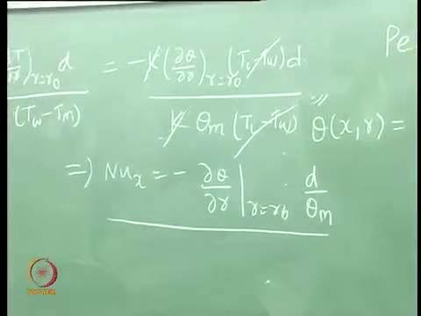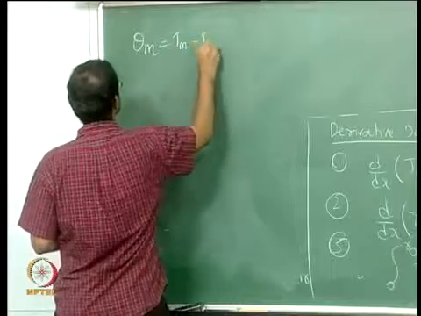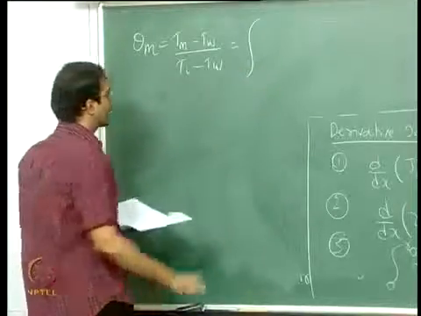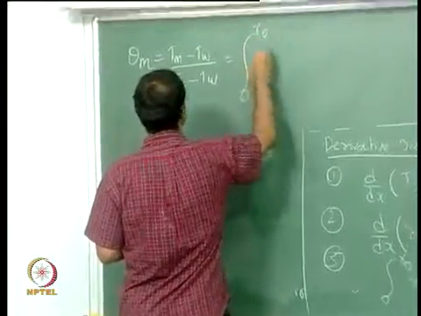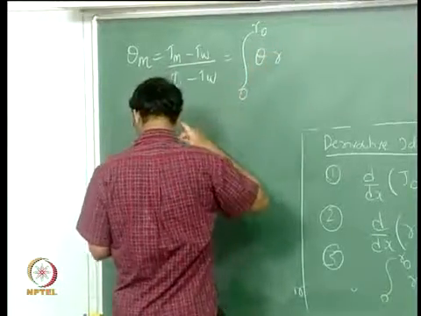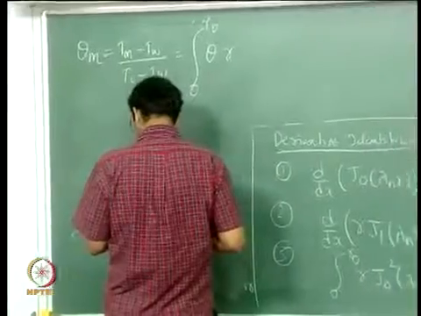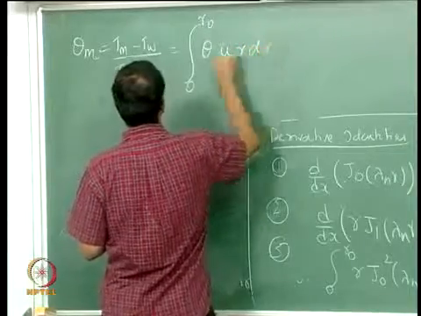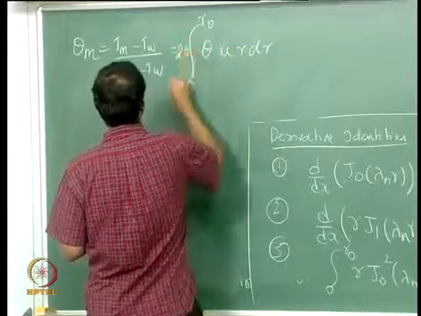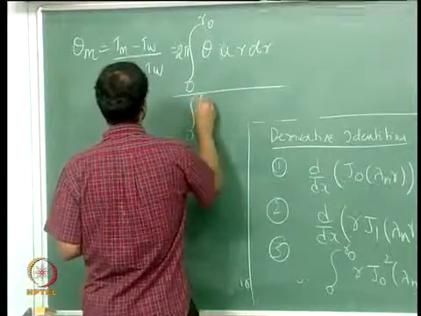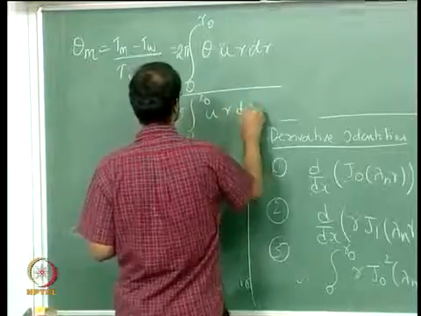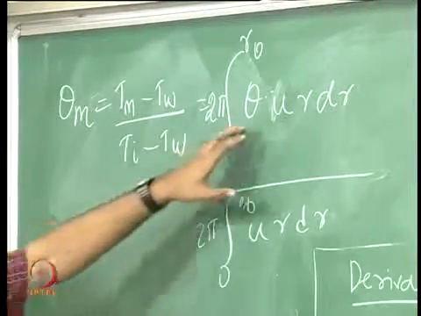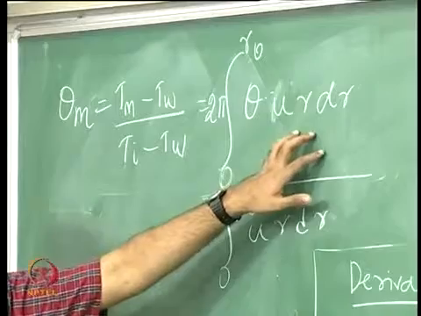So your theta m is nothing but your Tm minus T wall by Ti minus T wall. So you integrate, you take the mass weighted average of theta, so this will be theta into u into r dr, of course you have 2 pi, divided by integral 0 to r naught, you have 2 pi u of r dr, right. So this is how you define your bulk temperature or mean temperature, mass weighted average.